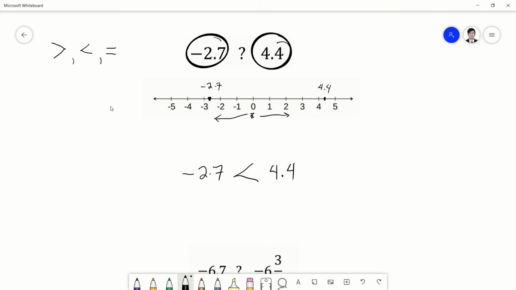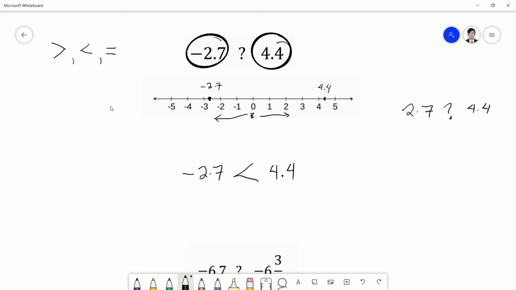Just remember all the time, negative numbers are less than positive numbers, because you see the negative on the left and the positive on the right. But let me just revise the given. What if it's 2.7 and you are asked to compare it with 4.4? Both are positive. That means you can use this method: locate the numbers on a number line, and check which one is on the rightmost, and that would be the number which is greater.